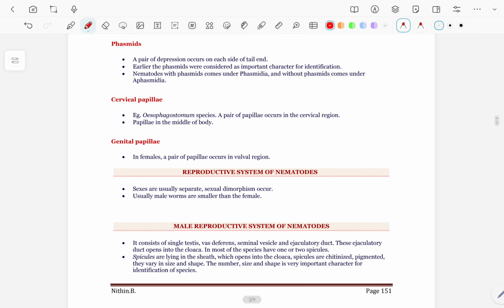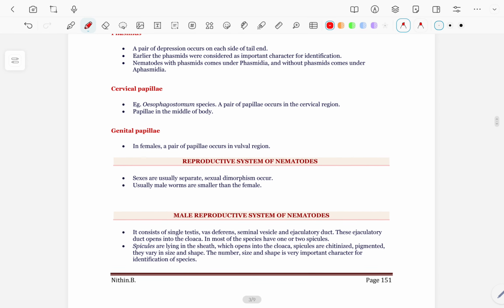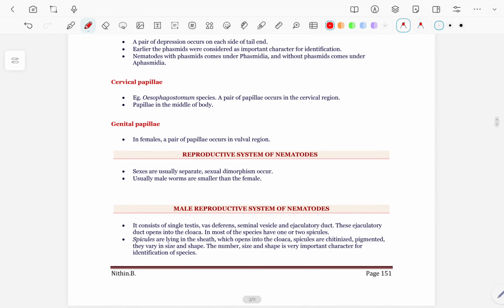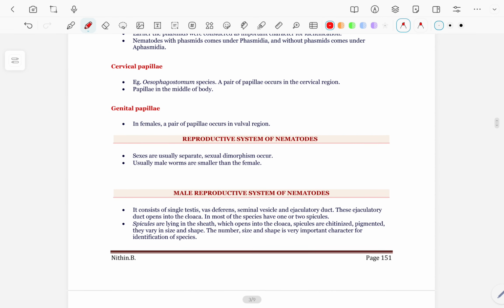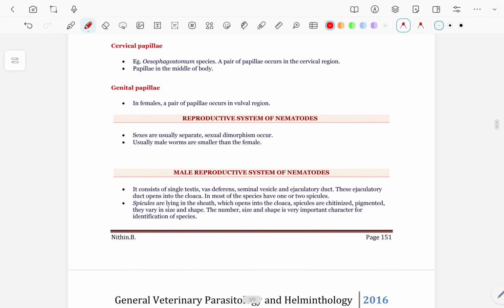Cervical papillae. Example: Oesophagostomum species. A pair of papillae occurs in the cervical region. Papillae in the middle of the body. Genital papillae. In the female, a pair of papillae occurs in the vulvar region.